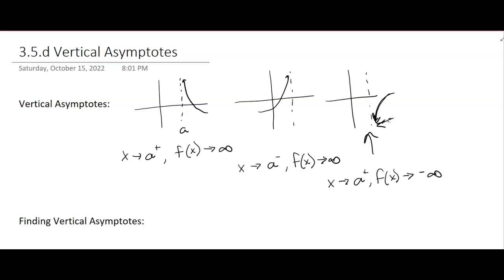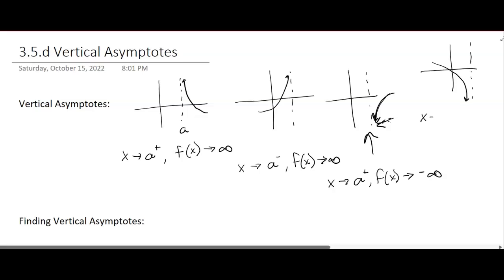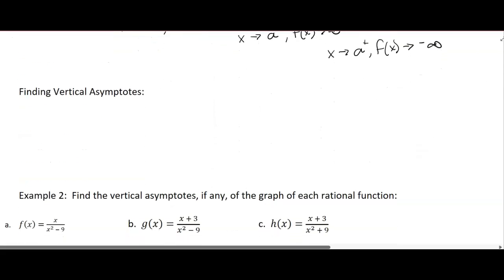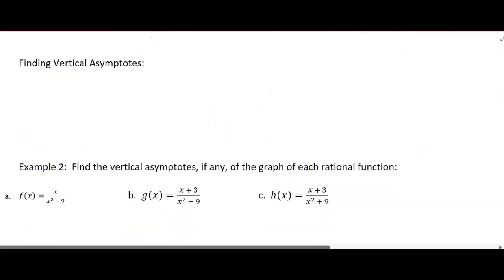Okay. And then our last case, you have a vertical asymptote, and it's doing something like that. So as x approaches A from the left, f of x approaches negative infinity. Okay. So those are the cases you would have. It's going to either be getting very large as it approaches the asymptote or very small as it approaches the asymptote. Okay, so how do we find vertical asymptotes?